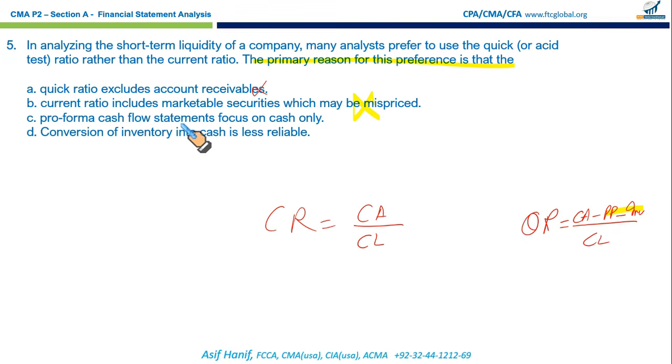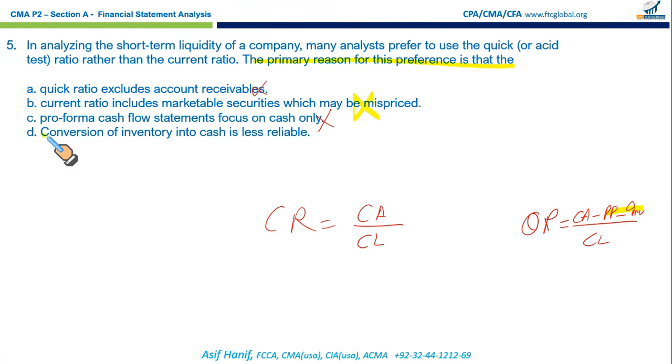Pro forma cash flow statements focus only on cash. That's a totally irrelevant option. Cash flow statements are unrelated to what we are interested in here. As an analyst, we prefer to use quick ratio, but this statement doesn't justify why we prefer the quick ratio. Sometimes you get some ridiculous and irrelevant options, so be careful when you're reading. This has nothing to do with what we're looking for. So A, B, C cannot be the answers.